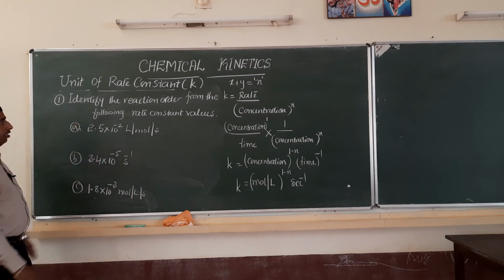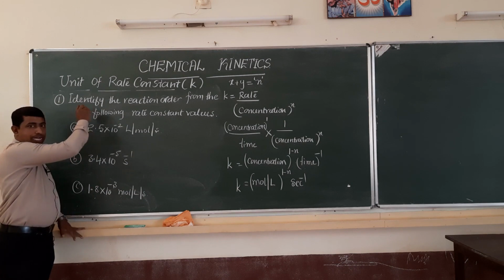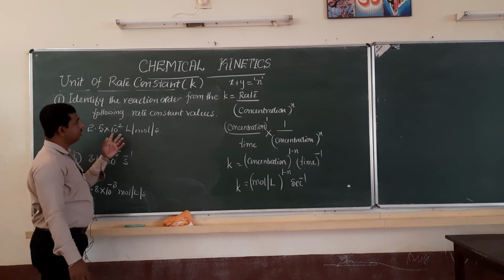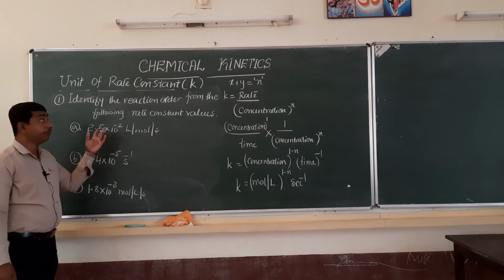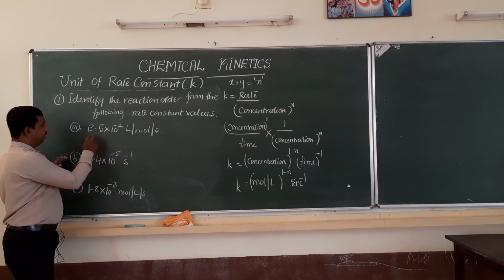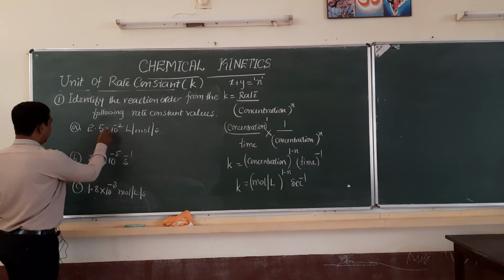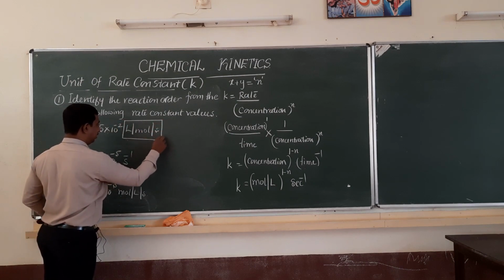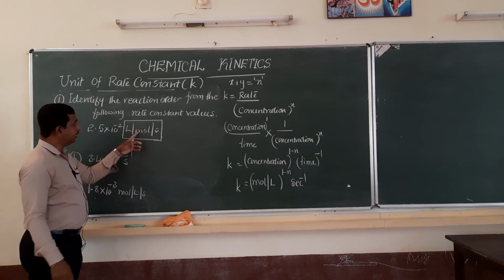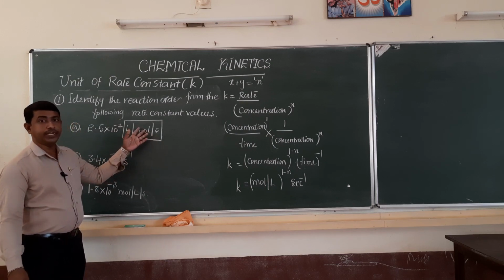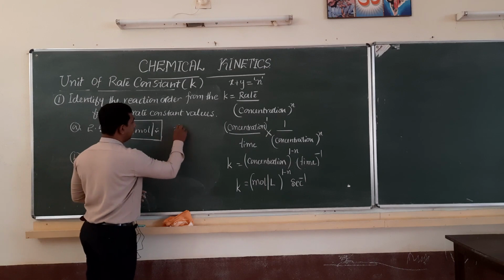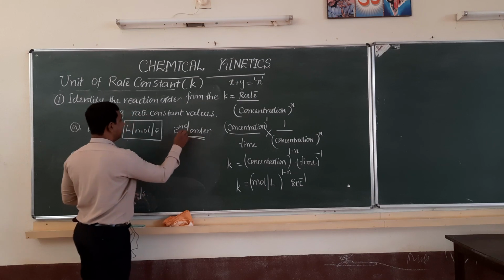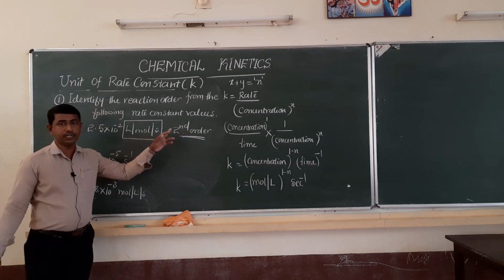Read the question properly. What they have asked, we have to identify the reaction order from the K values. By using K values, we have to identify the reaction order. See, first one, it is 2.5 into 10 to the power minus 2. We can see the unit here. It is liter per mole per second. What is this? Unit of rate constant for a second order reaction. So answer, it is second order.